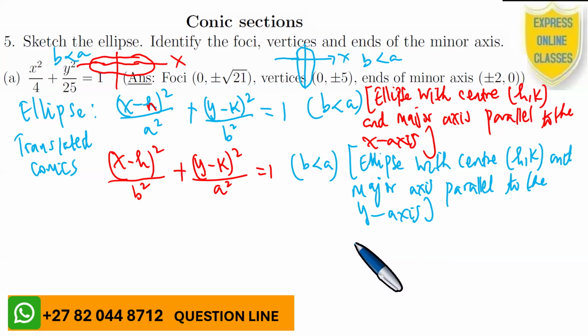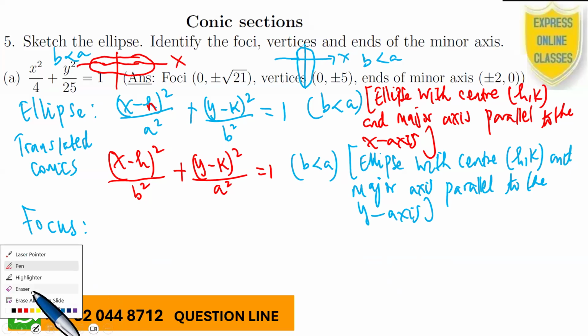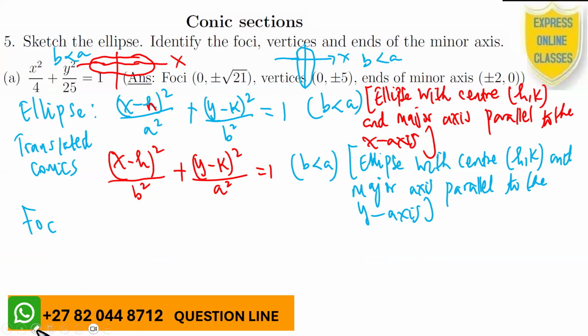The focus is going to be given as follows. We're going to have the focus, or what we call the foci, because there are two of them. The foci will occur at c equals the square root.